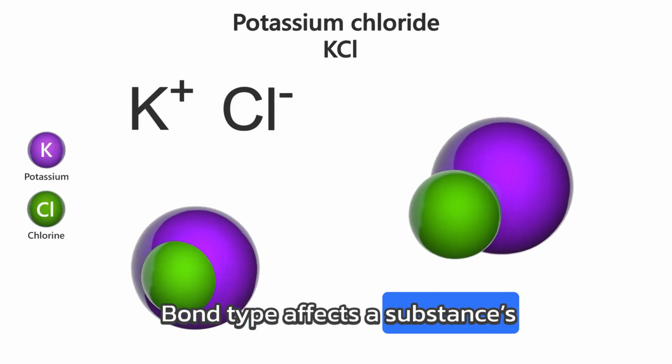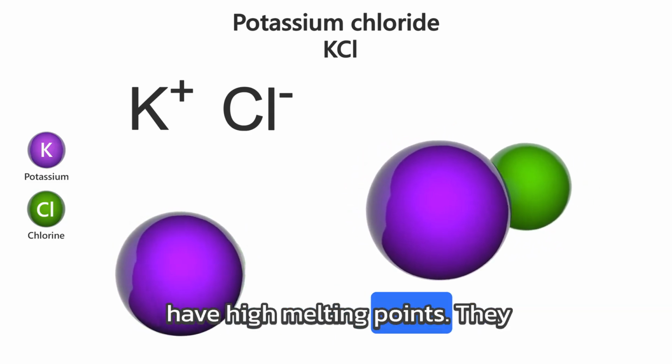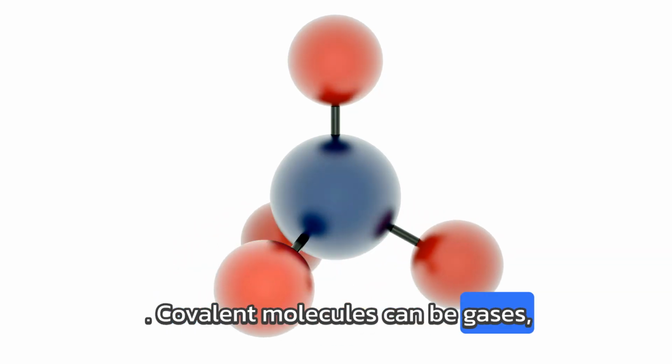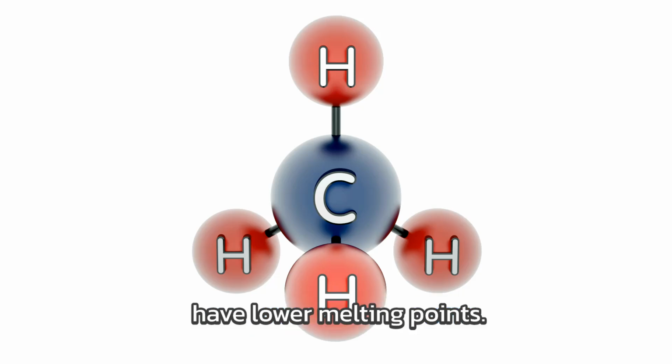Bond type affects a substance's properties. Ionic compounds often have high melting points. They conduct electricity in water. Covalent molecules can be gases, liquids, or solids. They often have lower melting points.